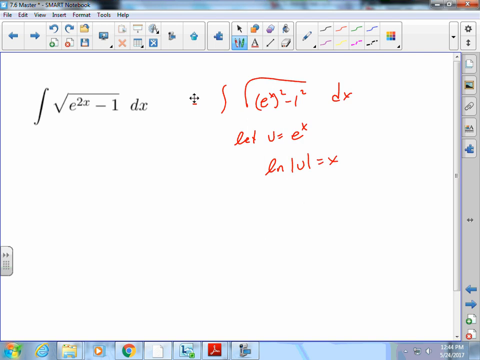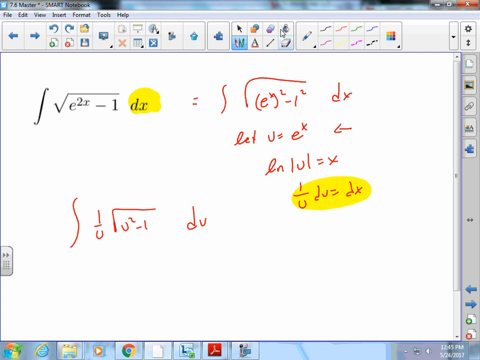And if I take the derivative of both sides, because I can't take the derivative of this, I mean, I can, but it's not going to help me, I get 1 over u du is equal to dx. So now I have a substitution for my dx. So now I have a 1 over u du, and then I have a u squared minus 1.